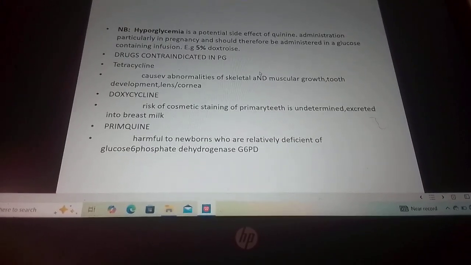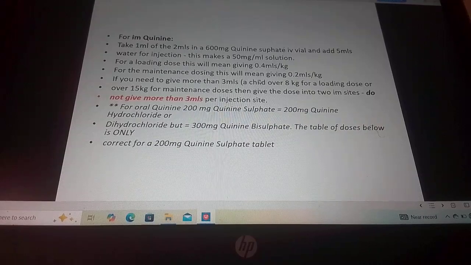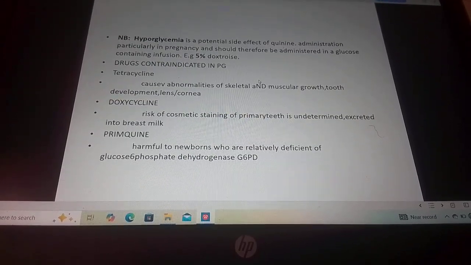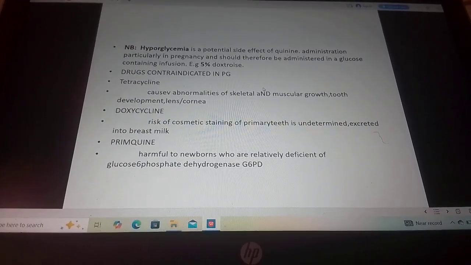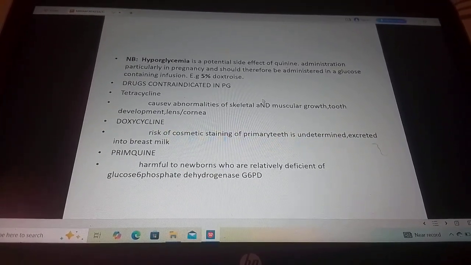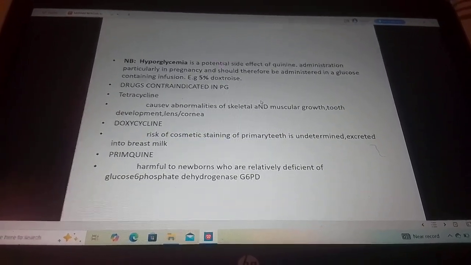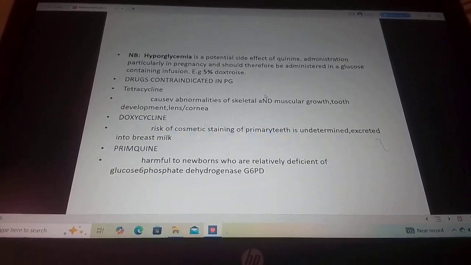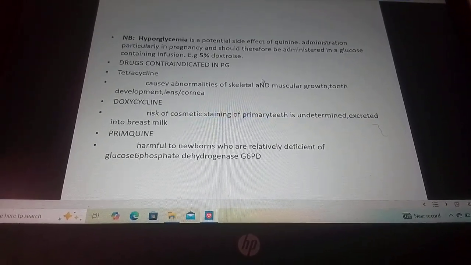So we don't recommend intramuscular quinine. Hypoglycemia is a potential side effect of quinine. So administration, particularly in pregnancy, should be given in a glucose-containing infusion, e.g. 5% dextrose.